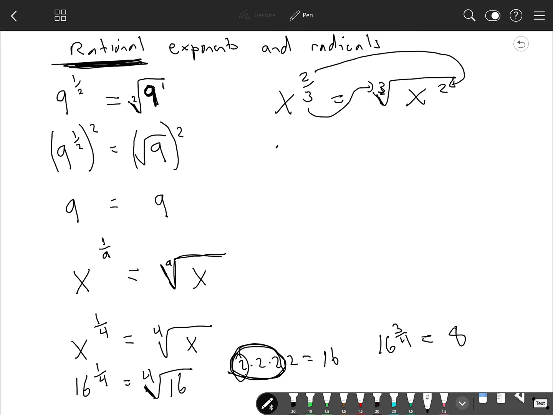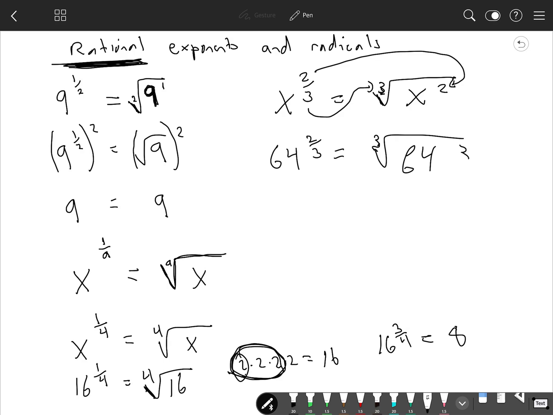Let's try another one. 64 to the 2/3. That equals... Here we have 64. What are we going to put right here? If you said 3, you're right. And then squared there.